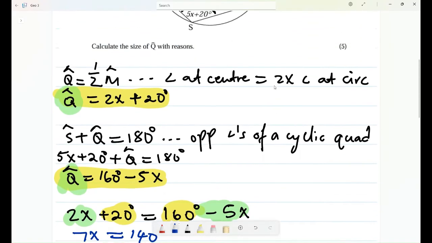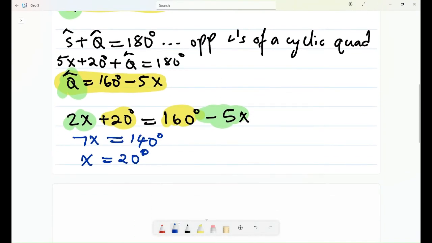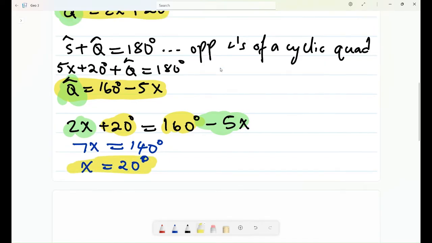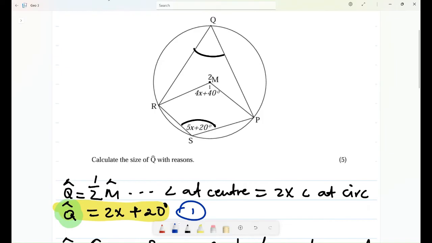But now, have you answered the question? No, we haven't answered the question. Why? Because the question says to us calculate size Q. I get it, but now we have found x, so we're going to use this x equal to 20 and take it to either equation 1 or equation 2. It will give us the same answer. So angle Q, if I use equation 1, is going to be 2 multiplied by 20, the value of x, plus 20, which is equal to 40 plus this one, it is 60 degrees.